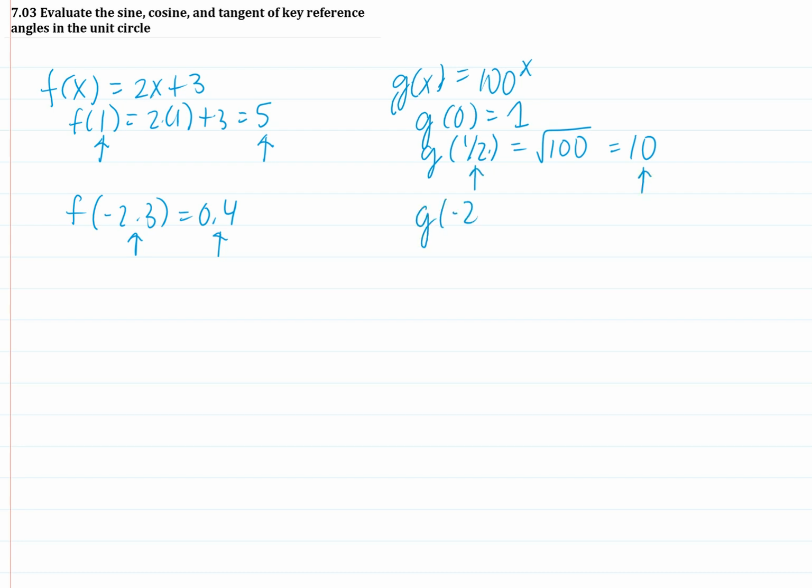Likewise, g of negative 2 is 100 to the negative 2 power. That's 1 over 100 squared, which is 1 over 10,000. It's taking in numbers and spitting out different numbers.